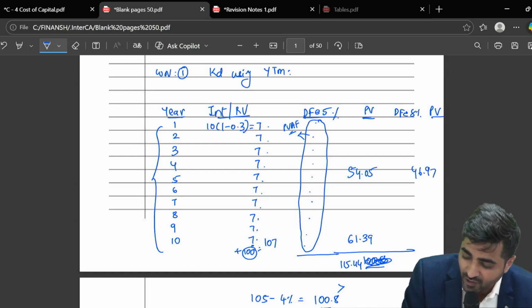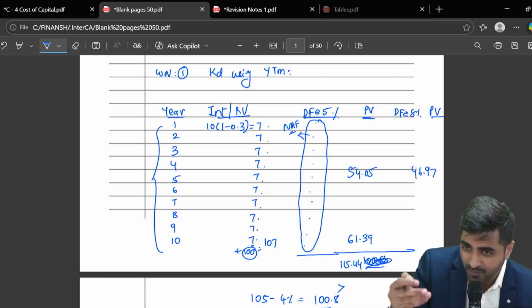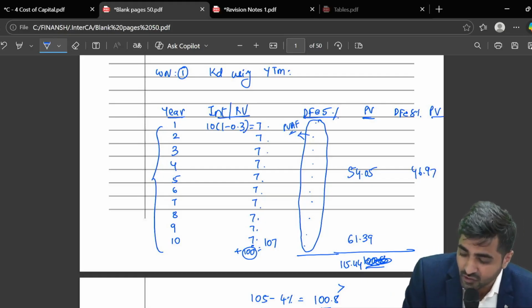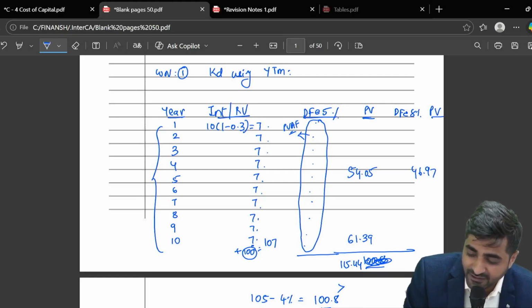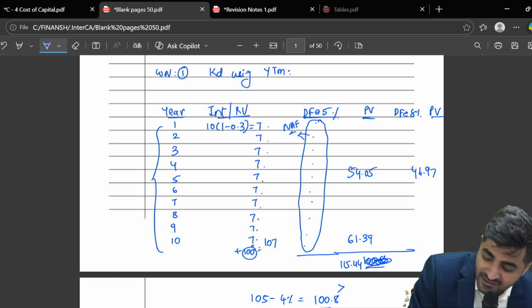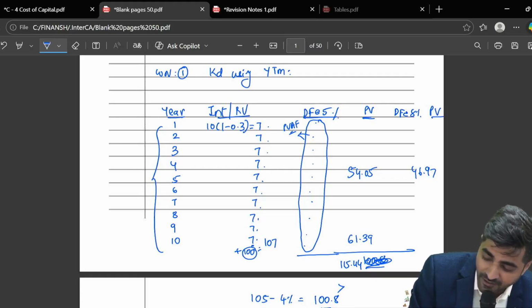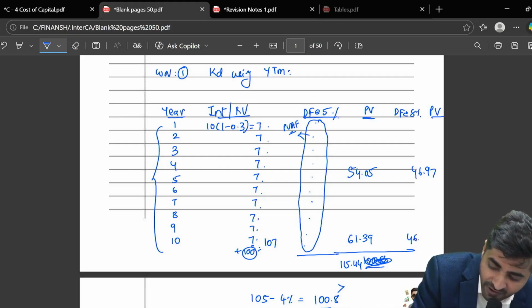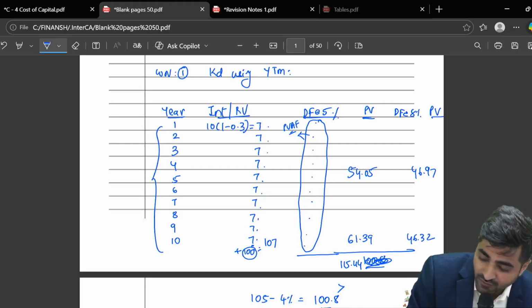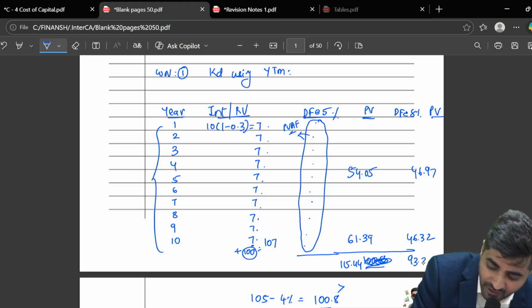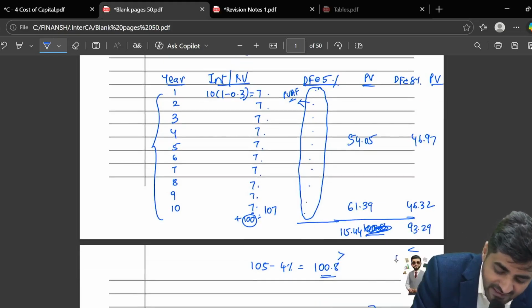Then once again take 1 divided by 1.08. Press 10 times is equal to 1, 2, 3, 4, 5, 6, 7, 8, 9, 10. You should all be getting this as 0.46319, which you multiply again by 100 and put that in M plus. That is 46.32. So what's the total which you are getting? 93.29. Now is this less than 100.8?